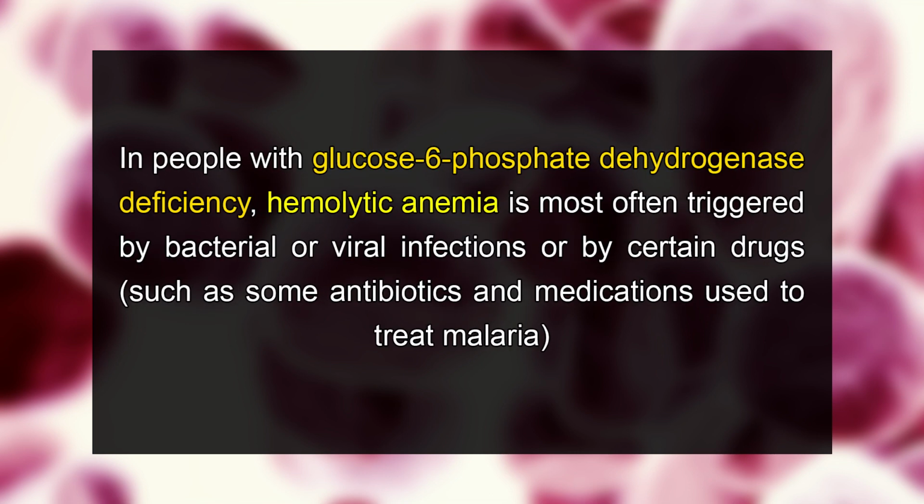In people with glucose 6 phosphate dehydrogenase deficiency, hemolytic anemia is most often triggered by bacterial or viral infections or by certain drugs such as some antibiotics and medications used to treat malaria. Glucose 6 phosphate dehydrogenase deficiency is also a significant cause of mild to severe jaundice in newborns. Many people with this disorder, however, never experience any signs or symptoms and are unaware that they have the condition.